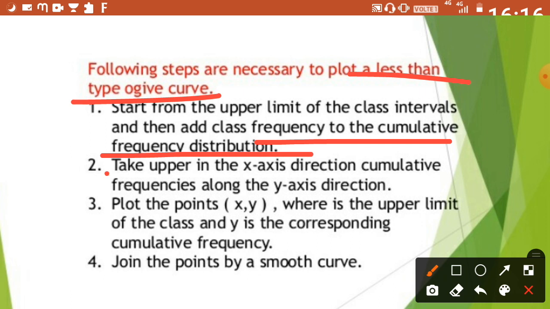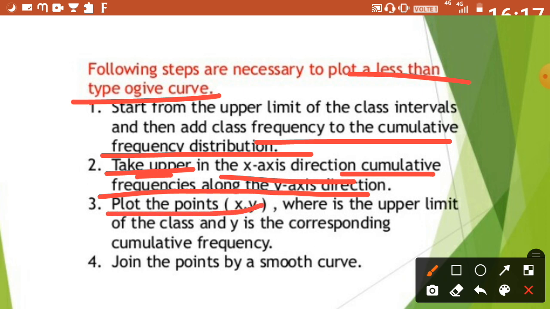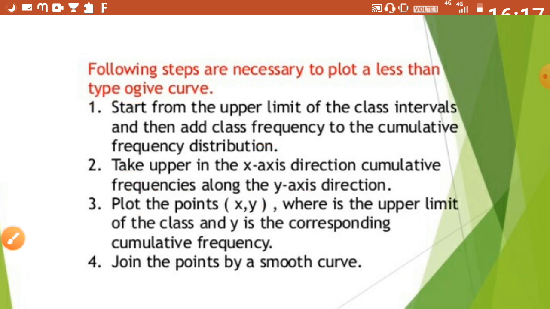Then take the upper. What does the term upper mean here? Upper means we have to take the upper limit in the x-axis direction, and the cumulative frequency along the y-axis direction. I have already shown you what the upper limit and the lower limit are. Then you just have to plot the points x and y. We know how to plot the points, right?